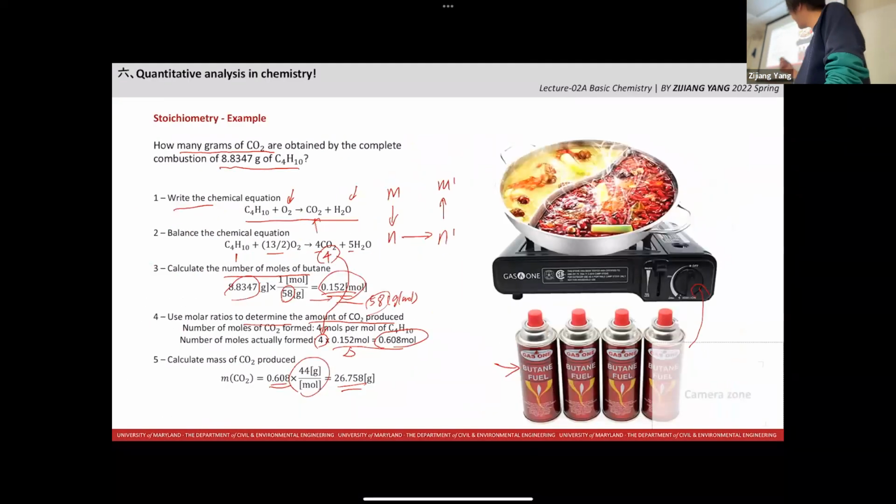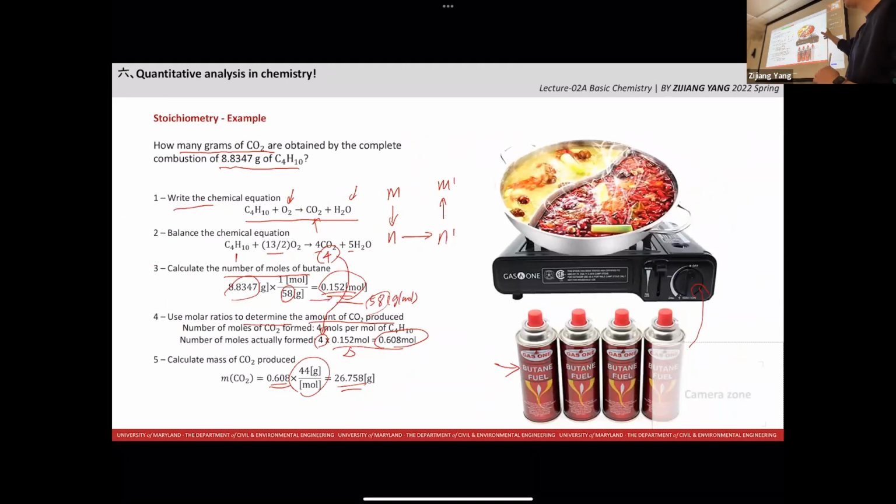And so do you guys have any questions about this one? You guys may take a look at this and calculate it by yourself.